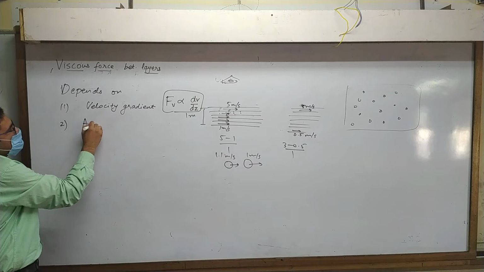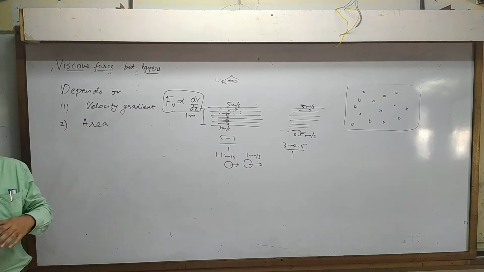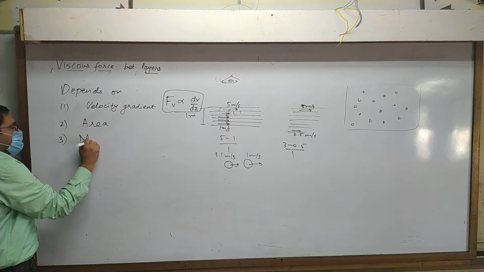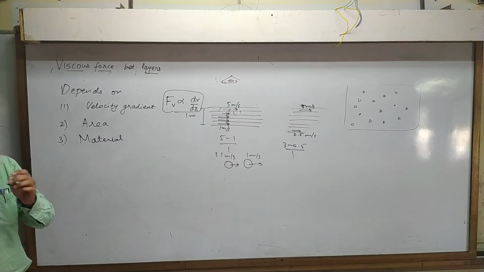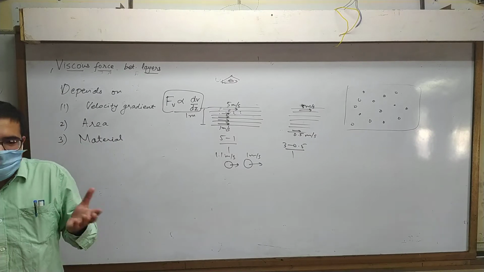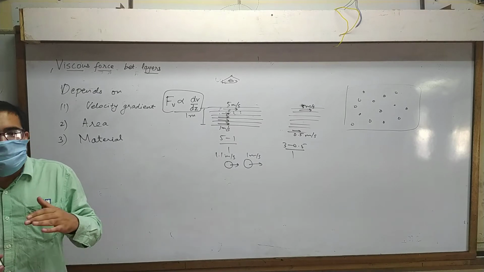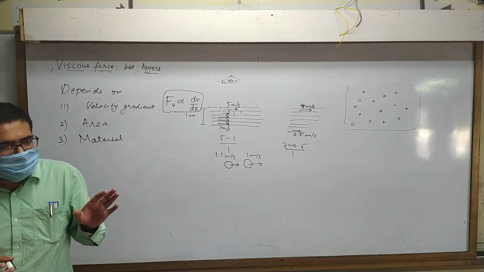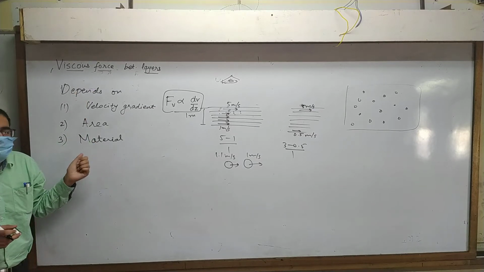So the second thing that the viscous force depends on is the area of each layer. Bigger area, more viscous force, because there are more molecules. The third one is that it depends on what material we are talking about. That is, what is that fluid? Different fluids will have different properties. So oil, water, although both are fluids, their intermolecular forces are not going to be the same. Everyone agrees with that? So because of that, the viscous force obviously also depends on material.